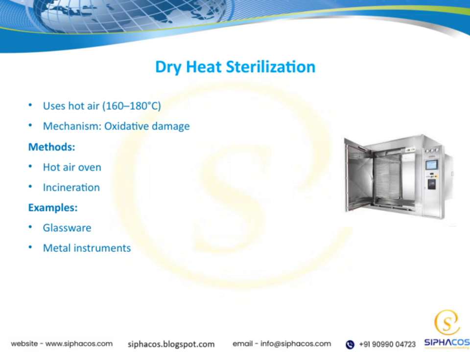Now, when we think about what items can be sterilized this way, glassware and metal instruments are perfect examples. They can withstand the high temperatures without being damaged, making dry heat sterilization an effective choice for these types of materials. Overall, dry heat sterilization is a reliable method, especially for heat-resistant items, and it plays a crucial role in maintaining sterile environments in healthcare and laboratory settings.